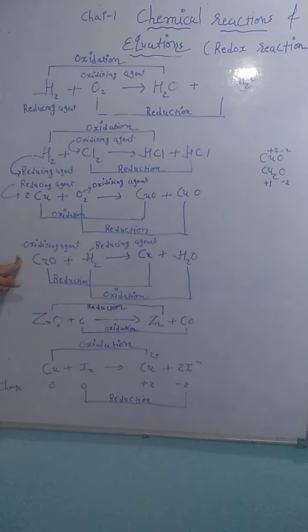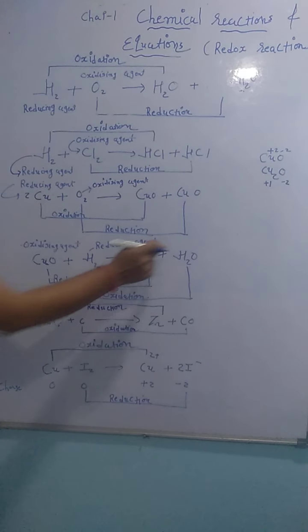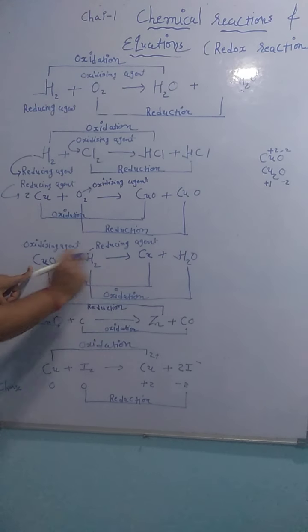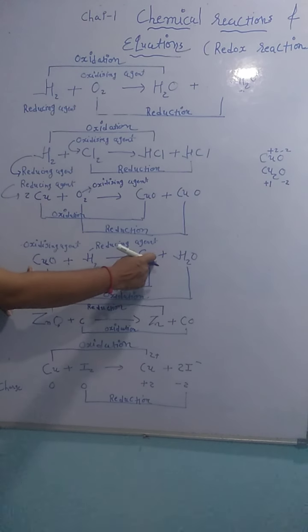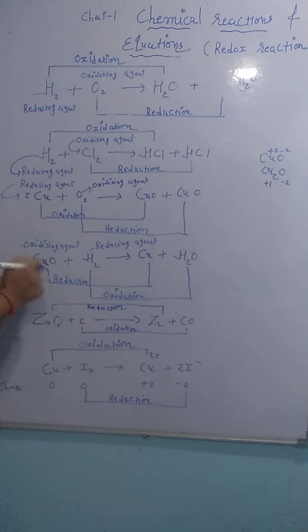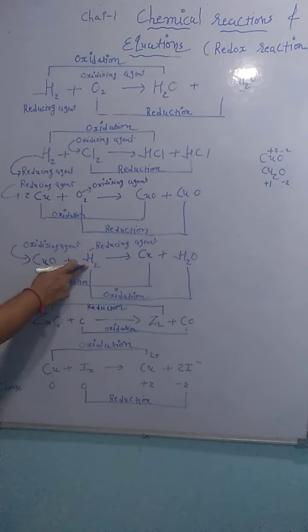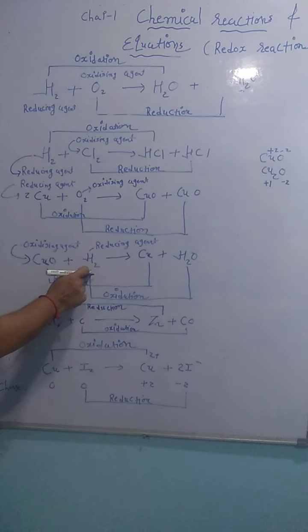In the same way, we will go here. Cupric oxide, CuO, plus hydrogen gives copper plus water. Compare CuO and Cu. Oxygen was there, oxygen is not here. Oxygen is removed in the reaction, so it is a reduction reaction, so CuO is the oxidizing agent. Are you getting it? Second thing, compare H2 and H2O. You find oxygen is added, so it is an oxidation reaction. So H2 is the reducing agent.